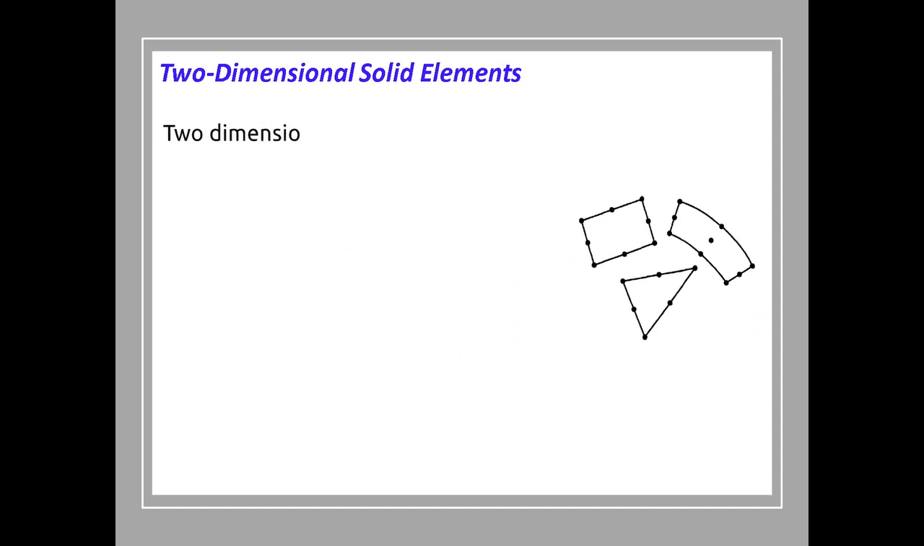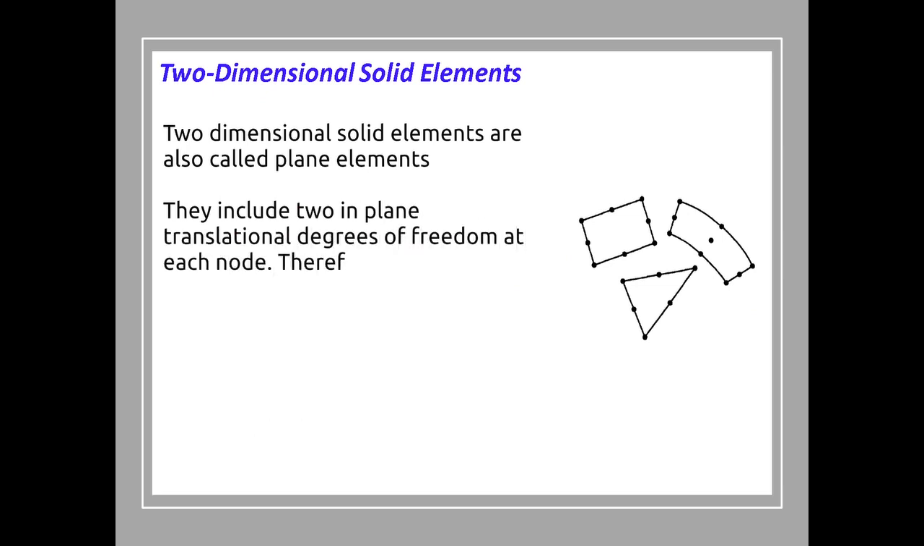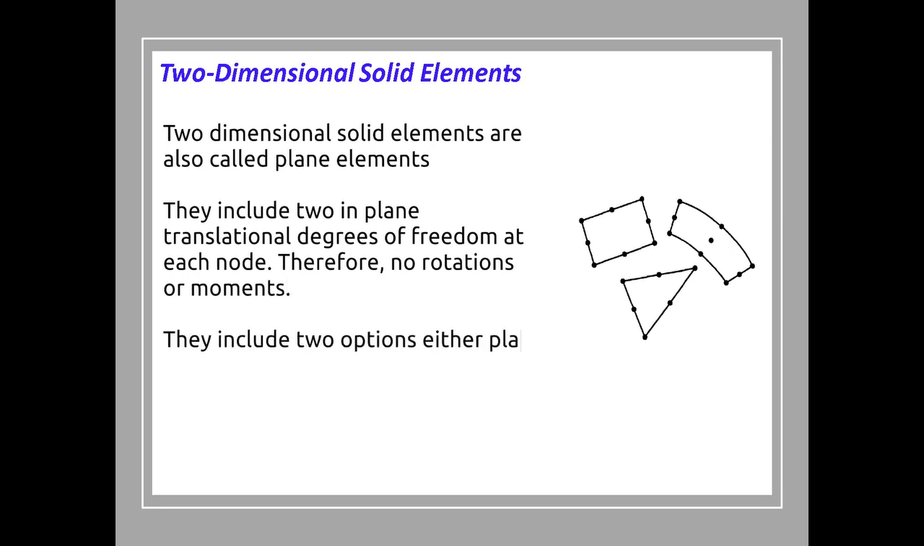The two-dimensional solid or plane elements are next. They include 2 in-plane translational degrees of freedom at each node. Therefore, no rotations or moments. They include 2 options, either plane stress elements or plane strain elements.